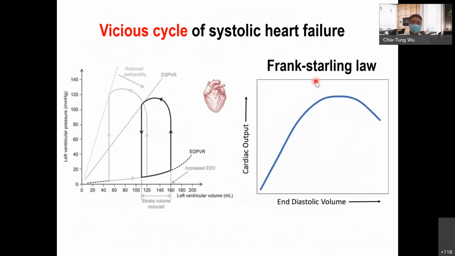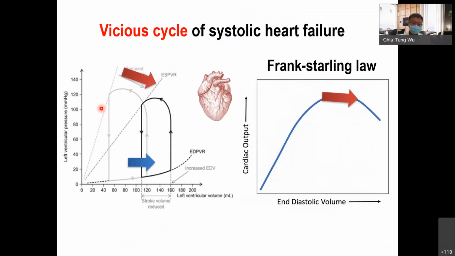Okay, let me explain it with the Frank-Starling law again. When you have chronic heart failure, your systolic function decreases, your ESPVR changes, then your heart gets bigger to compensate. The loop changes from here to here, your heart dilates. The Frank-Starling law at this point remains the same, so the cardiac output remains.